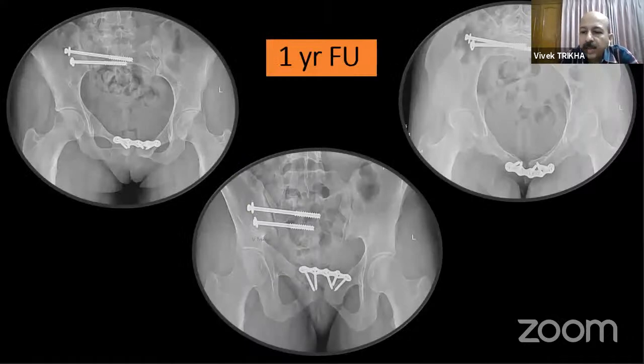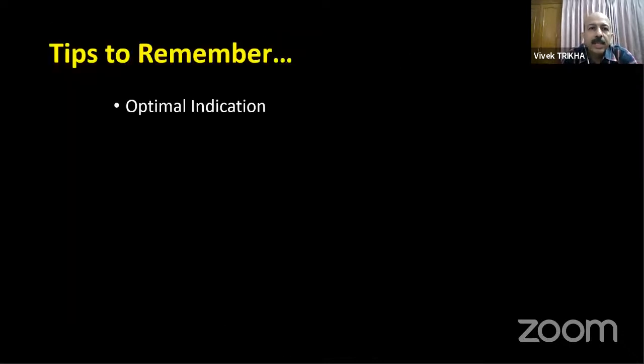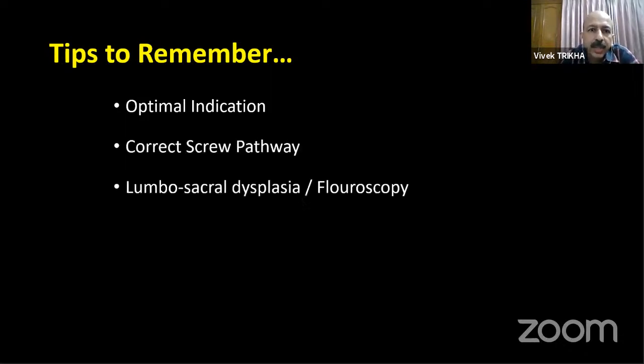This is her follow-up after 1 year, and you can see that everything is maintained and she is now going around happily with this. So I'll end by saying that remember iliosacral screw, you need to understand that you have to have an optimal indication for that. Then its use and benefits are immense, and it has changed the outcomes in posterior pelvic injuries to a great extent, making it available to all the surgeons who can fix it without any major morbidities to the patient. Correct screw pathway needs to be understood.